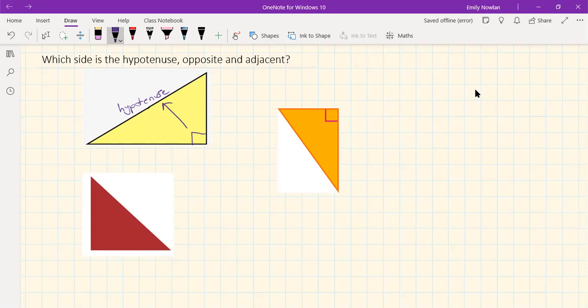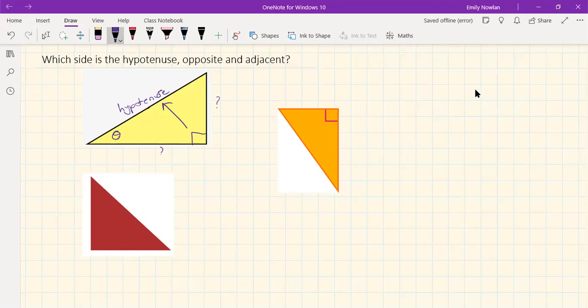Now, which one's opposite and which one is adjacent? Is this side opposite or is this side opposite? Well, it depends on where you're looking from. So we need to choose an angle. Let's choose it down here. We're going to look from here. That's theta. So theta is just an unknown angle. We're looking from this angle here.